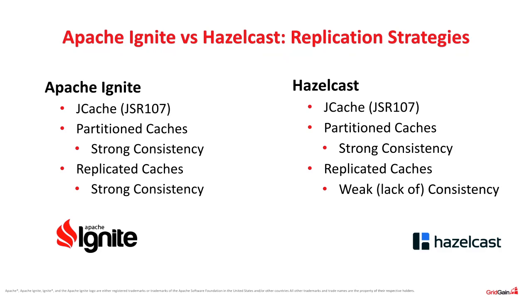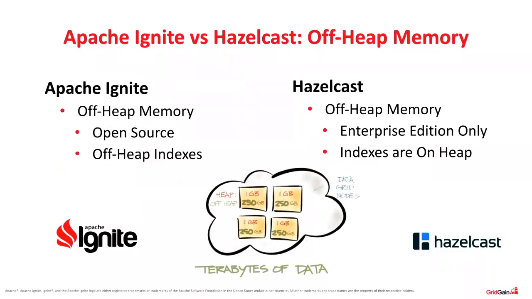In Ignite, again, the same contract as with partitioned cache, data will always remain strongly consistent regardless of any crashes anywhere within the cluster. So that's probably one major difference between the two projects.